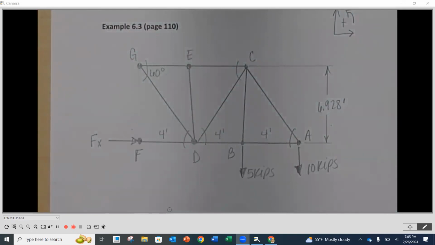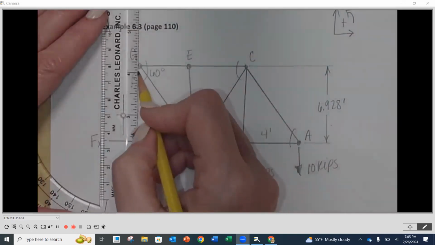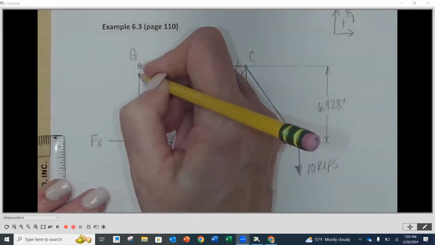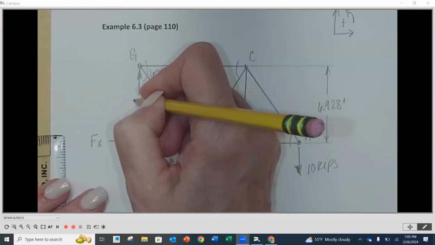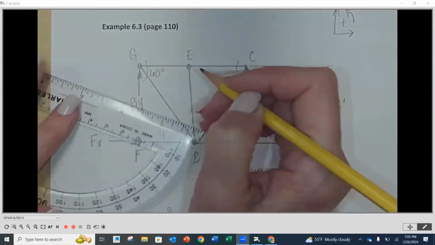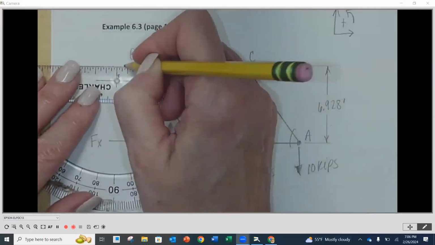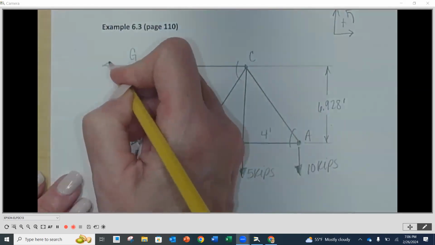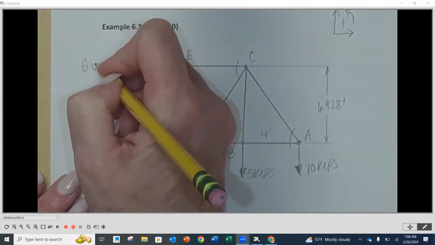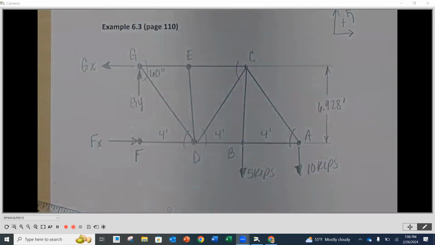Then up at G is a pin, so we know that a pin always has an X and a Y value, so I'm going to have a GY. And then because I assumed FX going to the right, I'm going to assume GX going opposite. Okay. So now our only unknowns when we have the truss together are going to be the reactions. So I've got FX, GX, and GY.